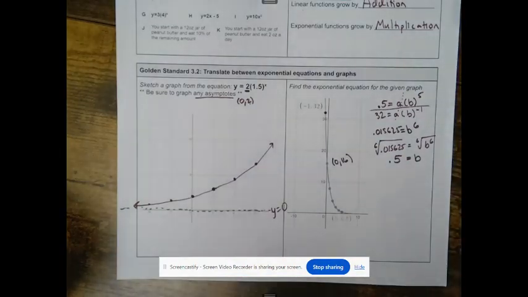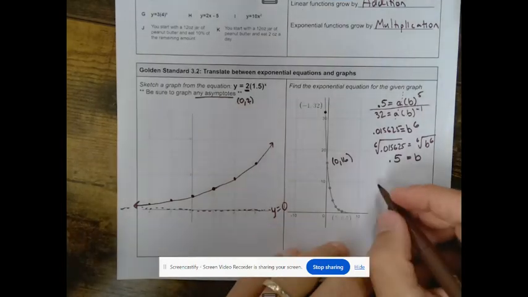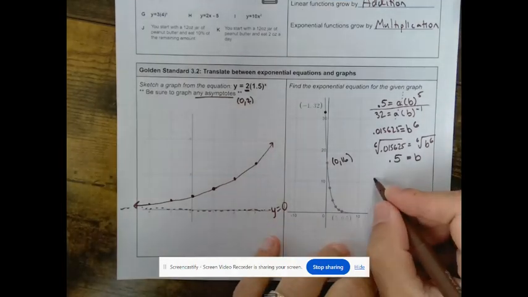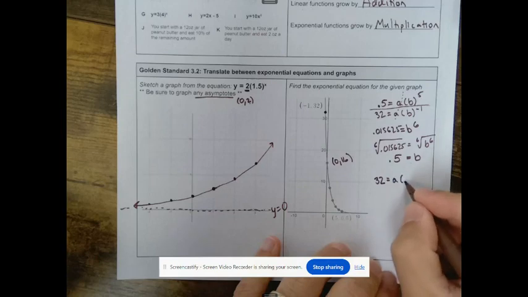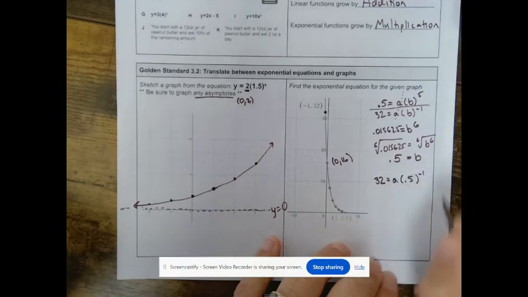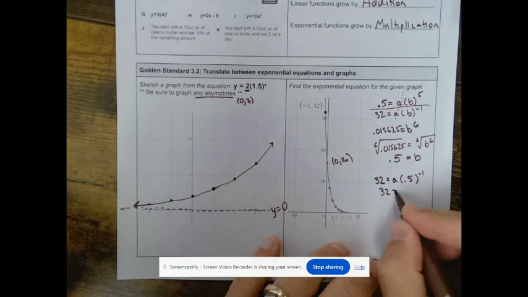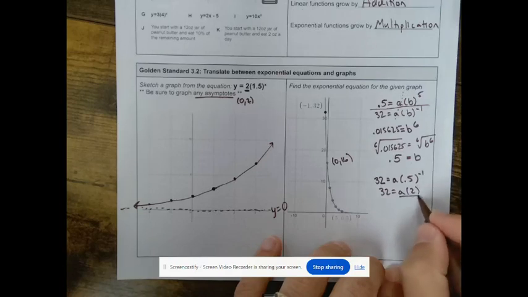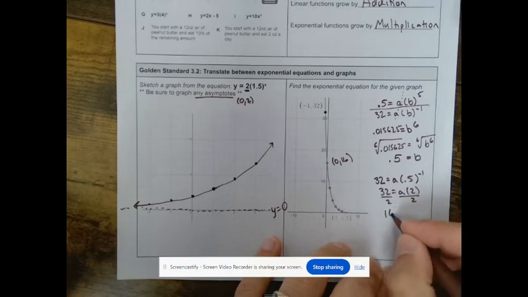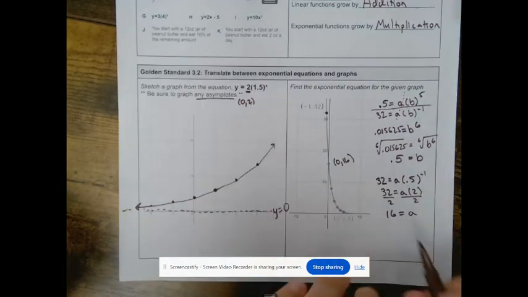What would we do if we couldn't see it exactly? We'd have to solve for it. To do that, we could do something like 32 equals a times our multiplier to the negative first power. So 32 equals a times 2. Divide both sides by 2 to find that 16 equals a, our initial value, as we see on the graph.